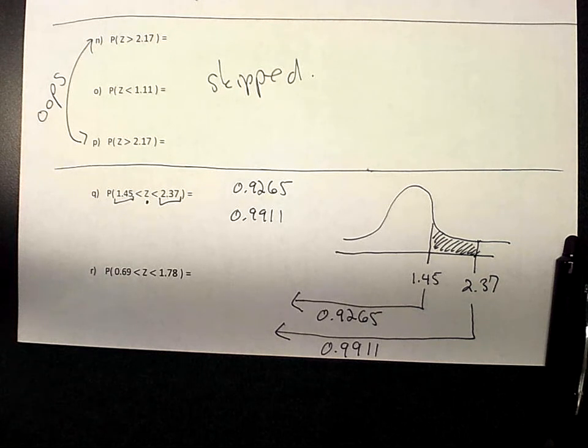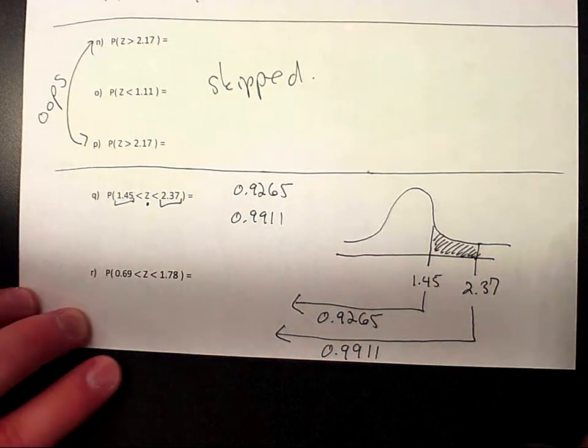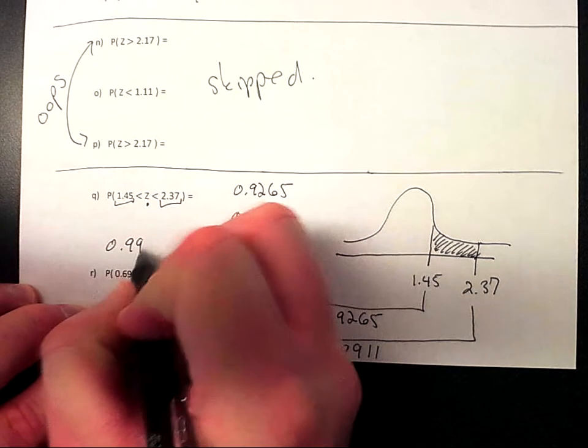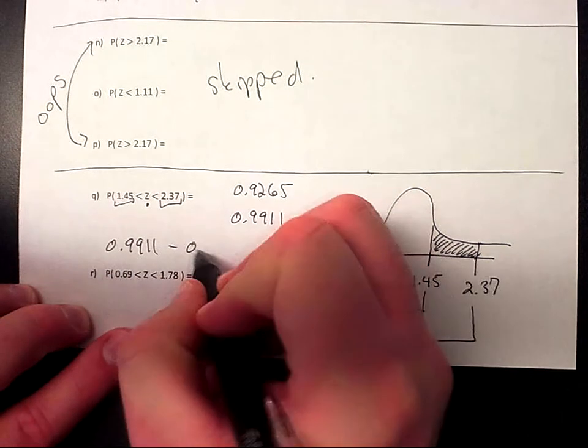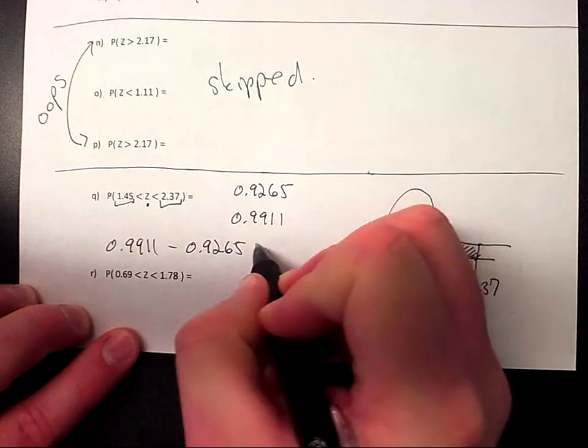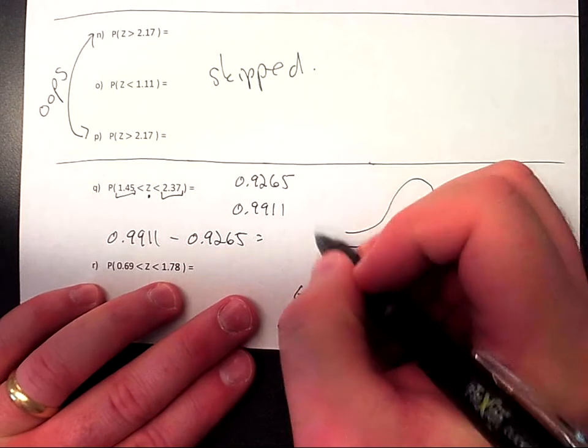Subtract 0.9265 from that. Good. We're going to subtract the smaller one from the larger one in order to get what's in between here. Does that make sense? So then what we're going to do is take 0.9911 and subtract 0.9265 from it.